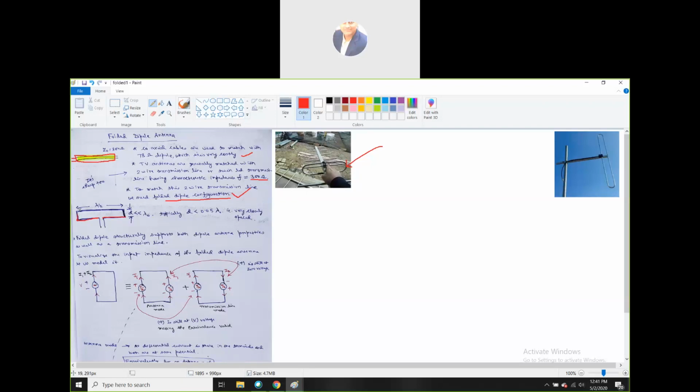Just the transmission line is closed. That's it, bending in this way. So these are the extra wires. This is the extra portion. Otherwise it is a simple dipole.